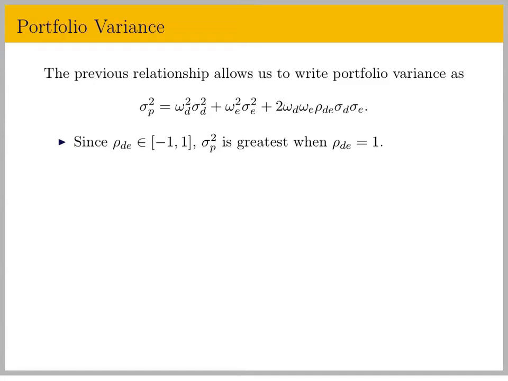Now, since the correlation must lie between -1 and 1, we know that the portfolio variance is greatest when rho is equal to 1, right here. So why is this the case?